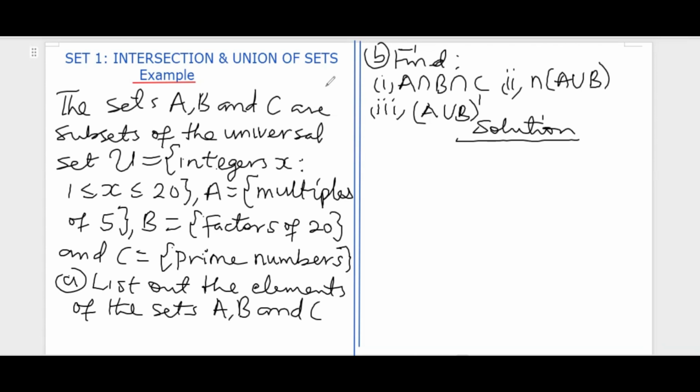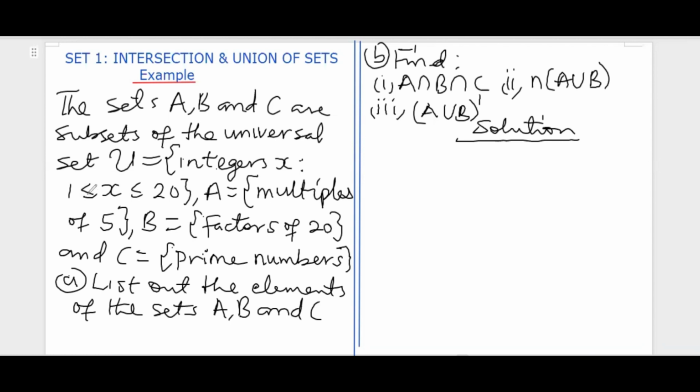So here we say the sets A, B, and C are subsets of the universal set U. The universal set is a set of integers, but we are given this constraint: the integers x are constrained between 1 and 20, that is, 1 less than or equal to x, from 1.